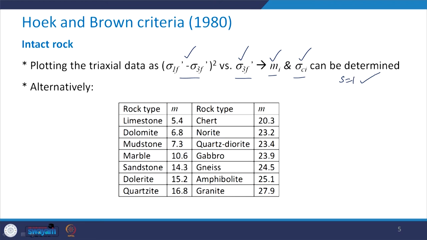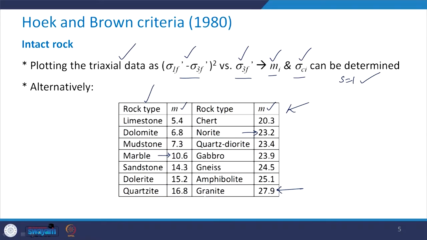Now, if it is not possible to get this Mi from the triaxial test data, then we can find it from this table, where the value of M has been given depending upon the various rock types. We have discussed this table earlier as well. Say in case of marble, it is 10.6, and in case of norite, it is 23.2.